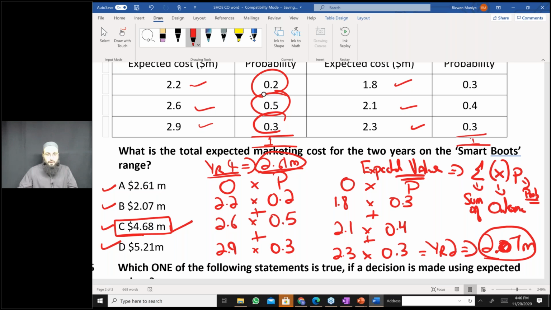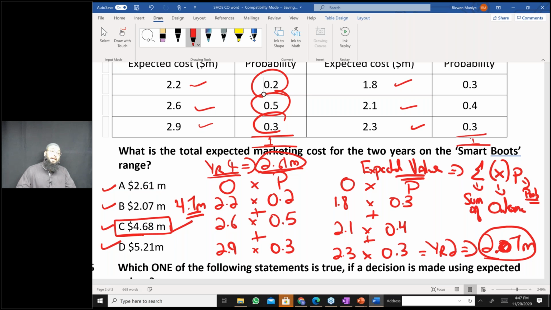Now, let me give you a few other possibilities. If the question asked you to round off to one decimal place in millions, what would be the answer? Because this is 4.68, the second decimal is more than 5, it's 8. So you will round the 6 up to 7, and in that case it will be 4.7 million.